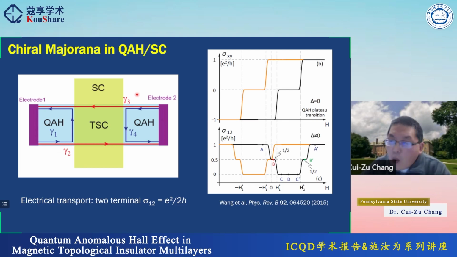This is a very simple configuration. The only thing is you just put a superconductor strip on top of the quantum anomalous Hall layers.